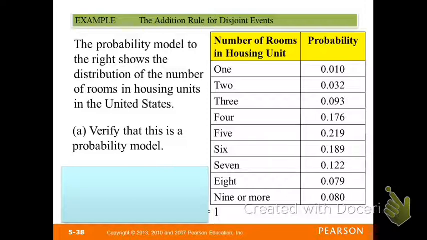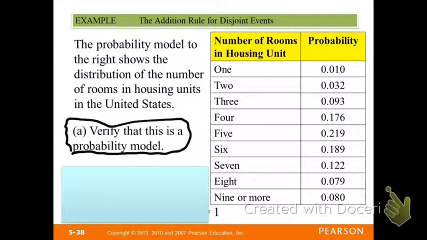It says the probability model to the right shows the distribution of the number of rooms in housing units in the United States. Okay, so we have a probability distribution, and we're being told first of all to verify that it's a probability distribution or probability model. So we need to go back to our 5.1 conditions for it being a probability model. All of the probabilities have to be between 0 and 1, and we're good there, right? All of these probabilities are greater than or equal to 0 and less than or equal to 1.